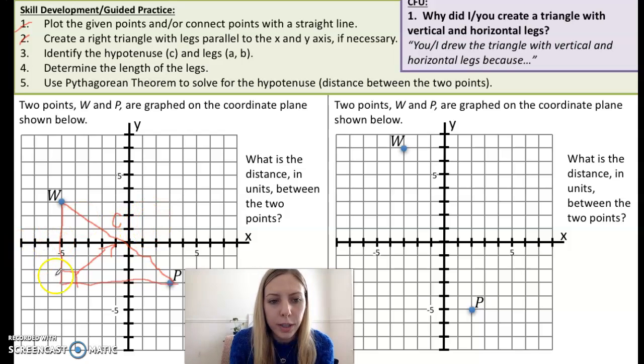So we've had a lot of practice with this, and I know you are really good at labeling. So I'm going to do the legs as well right now and label A and B. Remember, A and B don't have to be in a certain order. So I'm going to label this side A and this side B.